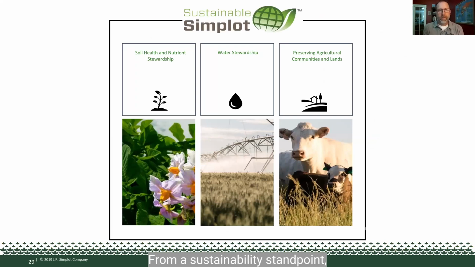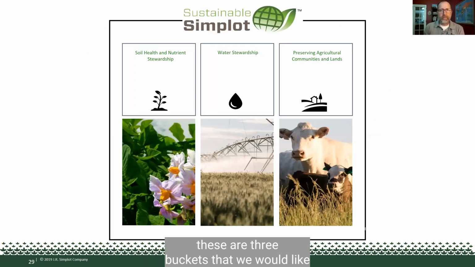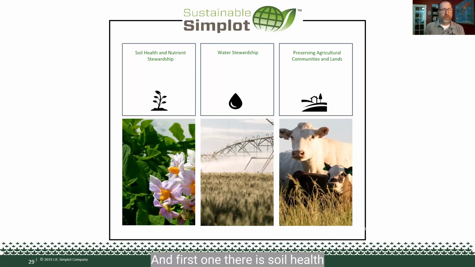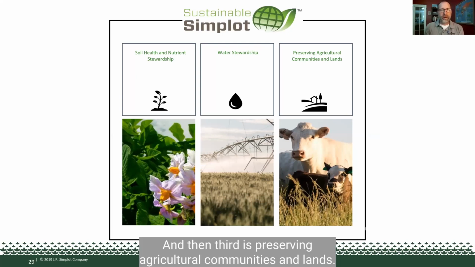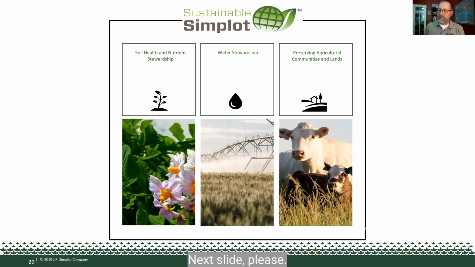From a sustainability standpoint, these are three buckets that we like to categorize our efforts around sustainability. And the first one there is soil health and nutrient stewardship. The second being water stewardship, and then third is preserving agricultural communities and lands. Next slide, please.